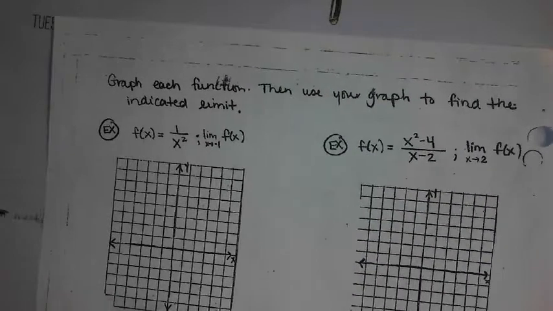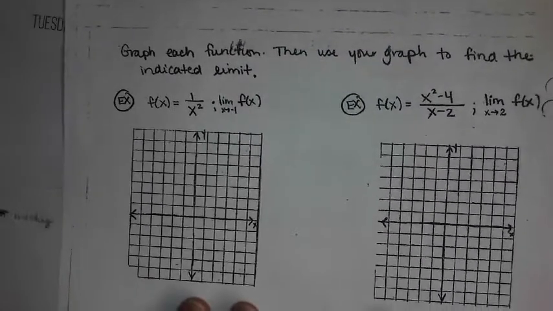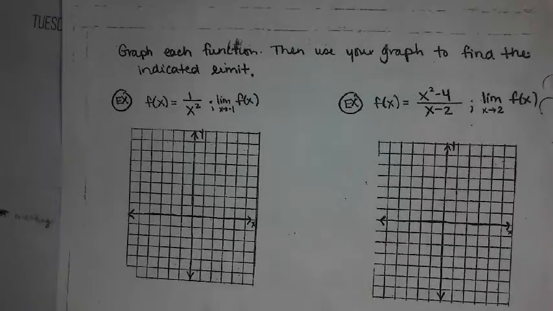Graph each function, then use your graph to find the indicated limit. So, 1 over x squared. Let's review rational functions.